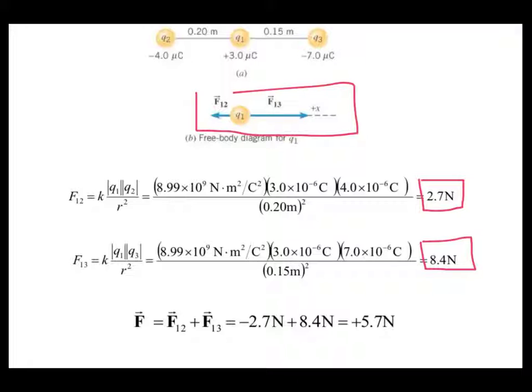Okay, we've done the calculations. Now we're going to add those two together. So we're going to add negative 2.7 since that's left, and then 8.4, which is right. Okay, and our answer should be 5.7 newtons to the right. So much like a tug of war going on.